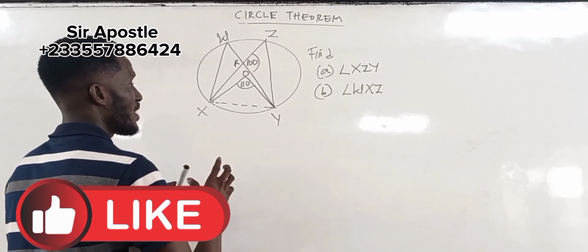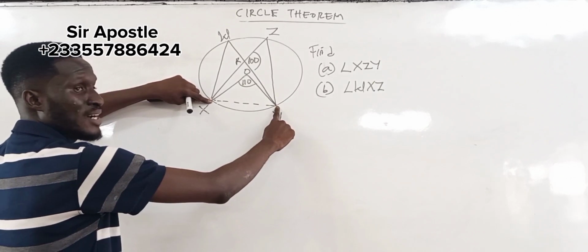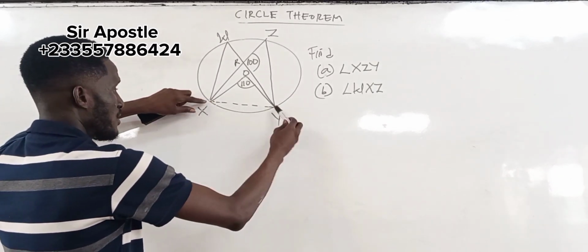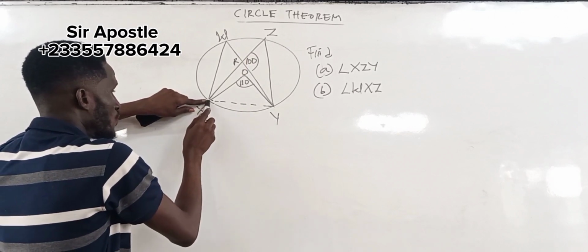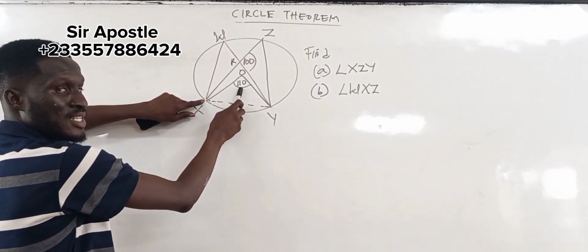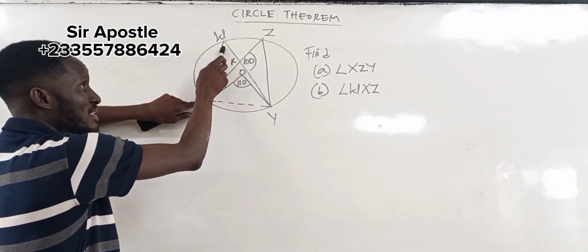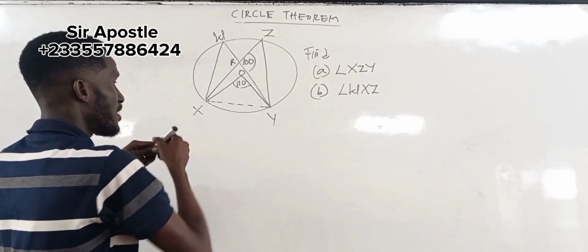Now look at something. The same chord is forming an angle at the circumference of a circle. This one moves to this side, forms an angle here. Which means that if I find half of this one, it will give us the angle at W. So this one divided by 2 will give this side to be 55.